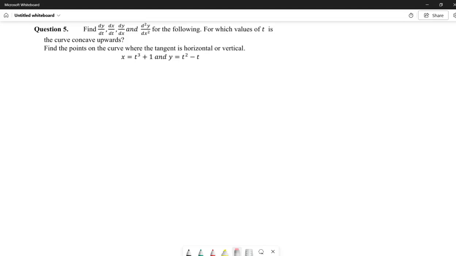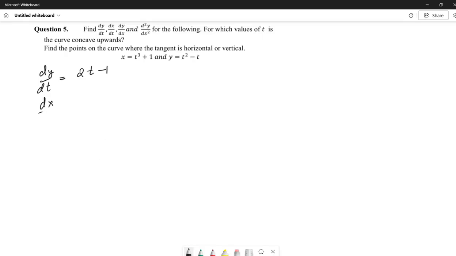Let's do this question one step at a time. Find dy by dt. y is given as t squared minus t. So dy by dt is 2t minus 1, the derivative of t squared minus t.